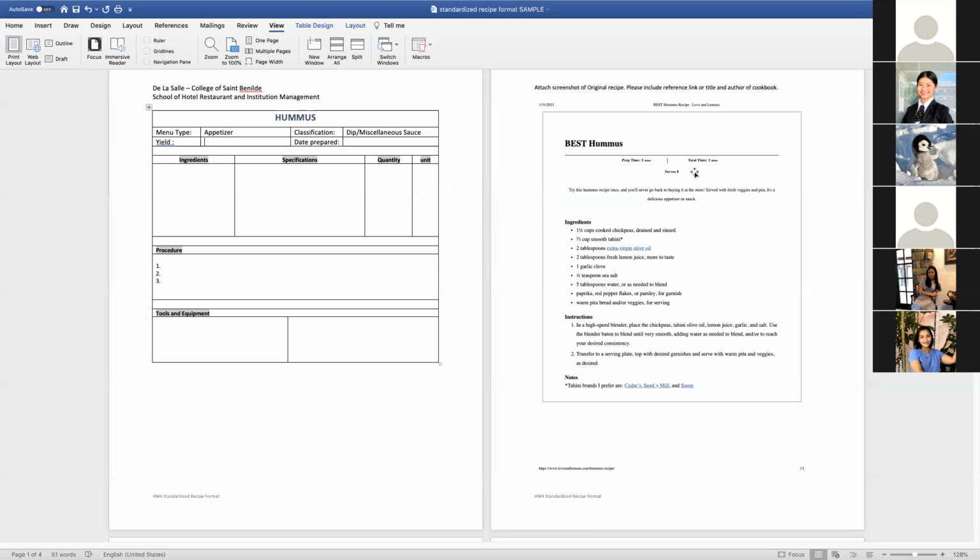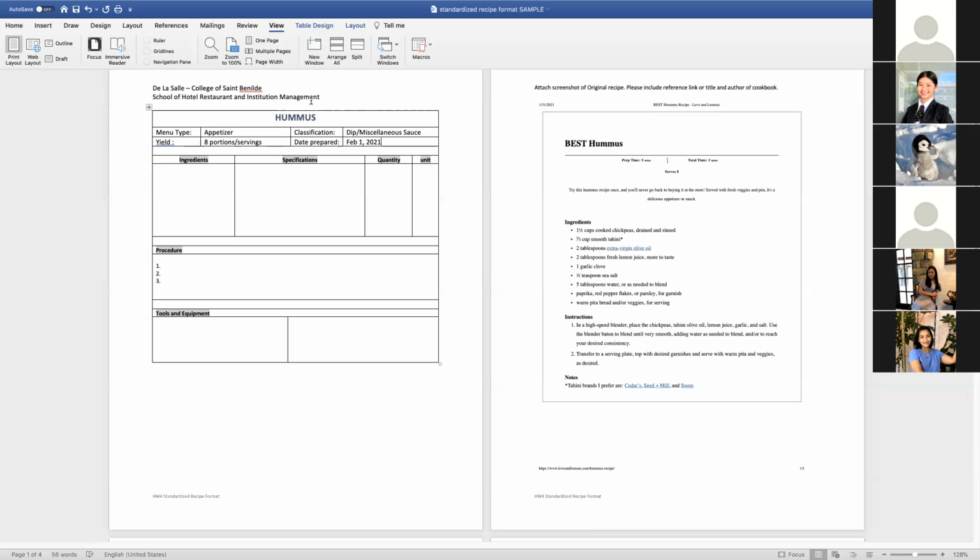Where does it give the yield? The yield shows you how many it can serve. Serves 8 po. Okay, so it serves 8, meaning it can be 8 portions or 8 servings. The date prepared, you could just put the date today.